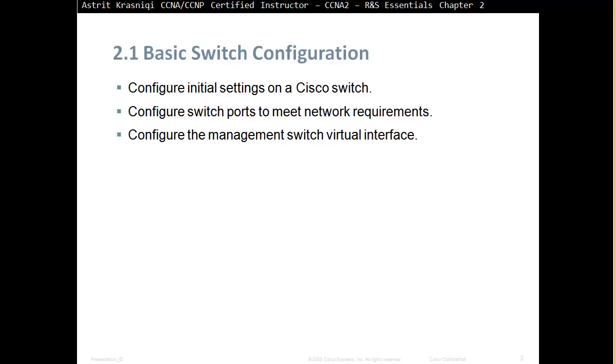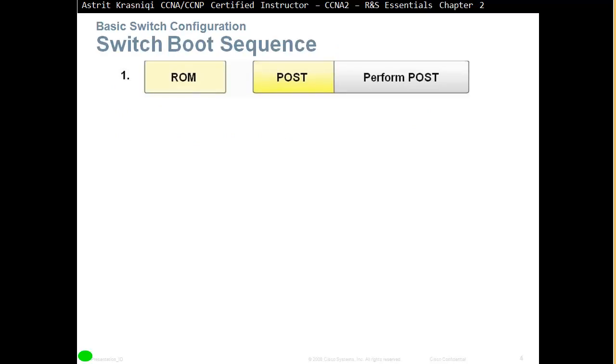On section 2.1, Basic Switch Configuration Objectives, here we configure initial settings on a switch. We configure switch ports to meet the network requirements, as well as configure the Management Switched Virtual Interface, which is SVI. Basic switch configuration, switch boot sequence.